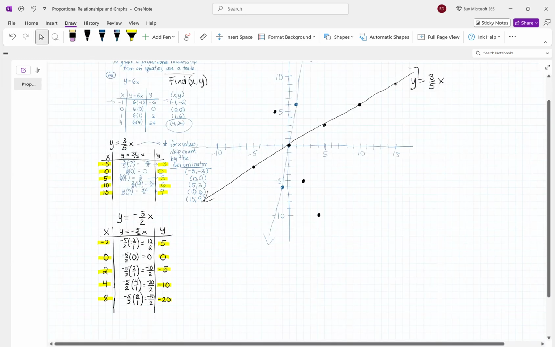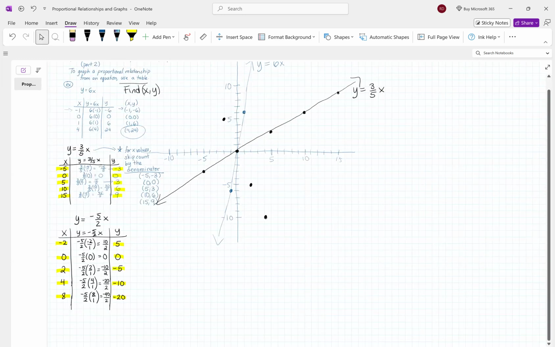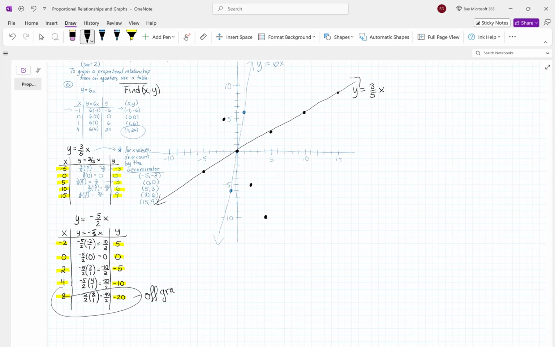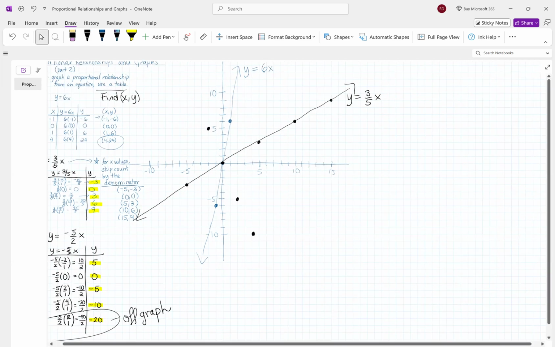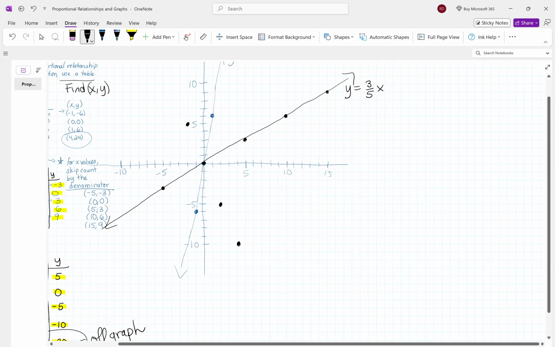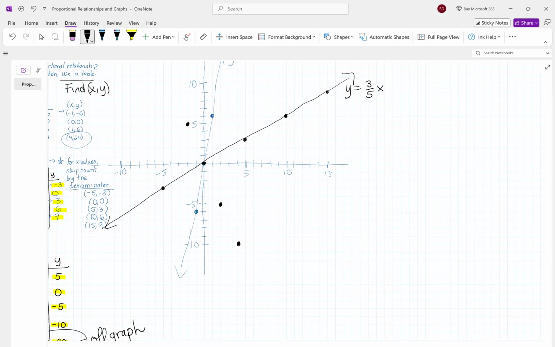Yeah, it would take a long time to get to the -20, so I'm not going to worry about that one. It's just off my graph. And that's okay sometimes. So I am going to connect these points to make a line. I am going to draw the line like this. And then I'm going to label it. So y equals -2/5 x.